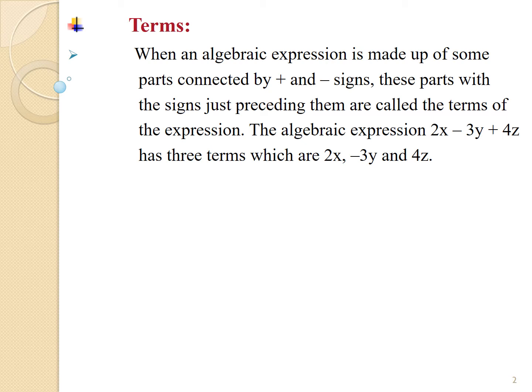More about algebraic expressions. We will now define and explain various terms used in the discussion on algebraic expressions. Terms: when an algebraic expression is made up of some parts connected by plus and minus signs, these parts with the sign just preceding them are called the terms of the expression. The algebraic expression 2x minus 3y plus 4z has three terms, which are 2x, minus 3y and 4z.